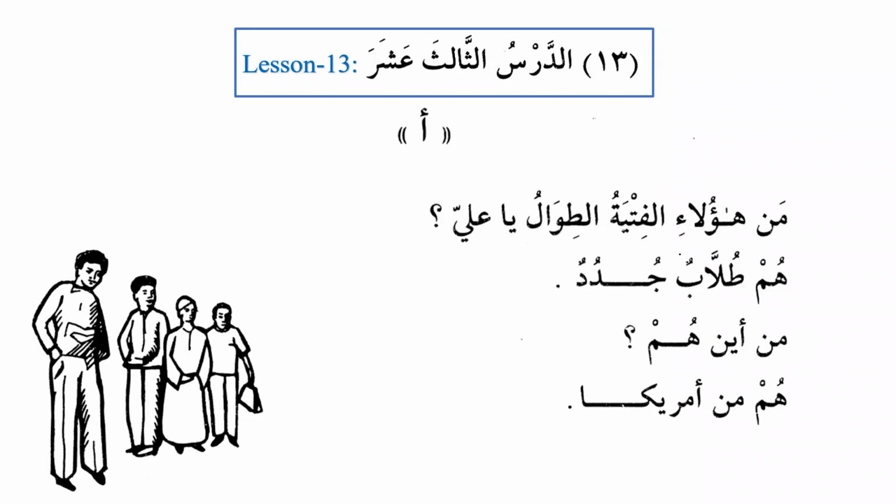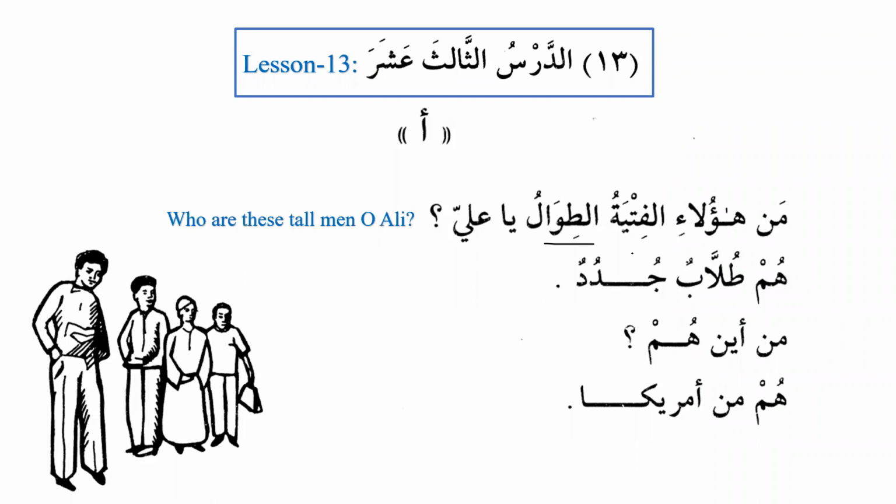So man ha'ula'i. So we have seen today that the plural of hadha is ha'ula'i. And then we have al-fityatu. It is the plural of fatan. Fatan means a young man. And on the pattern of fi'latun, we have fityatu. And from tawilun, we have at-tiwalu. Tawilun, and the plural is at-tiwalu ya aliyu. So he says, who are these tall men, O Ali?